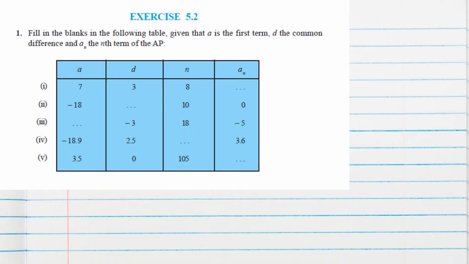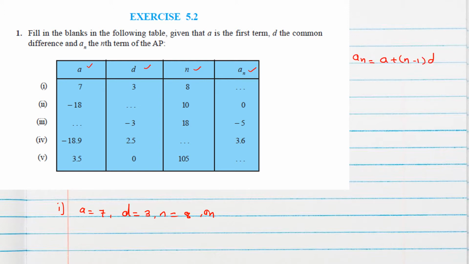Point two, first question: fill in the blanks in the following table, given that a is the first term, d the common difference, and a_n the nth term of the AP. So here a, d, n and a_n values are given. In the first problem, a is given as 7, d is 3, n is 8 and a_n we should find. But we know the formula of a_n, that is a_n equals a plus (n minus 1)d.